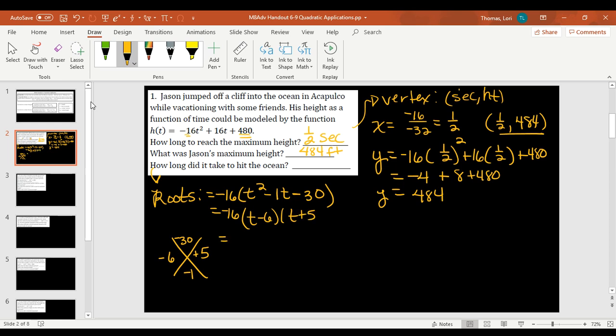So remember, your roots are when we set it equal to 0, when y is 0. So I'm going to set -16 equal to 0. That's irrelevant. And then I can set t minus 6 equal to 0, as well as t plus 5. This equation gives me t equals +6. This one gives me a negative. So this one is irrelevant. This is the one that tells us how many seconds it takes Jason to hit the water.